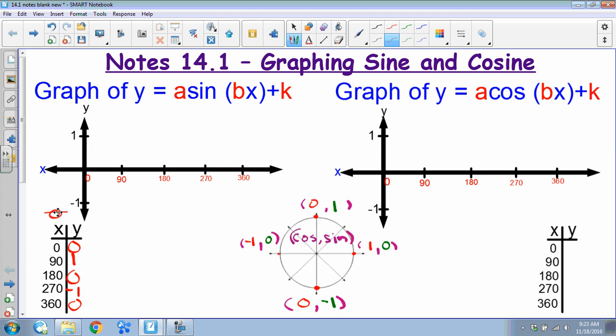The sine and cosine graphs make a wave, and as I go around that circle, it just continues. That wave just keeps continuing in both directions. If I did negative angles, it would continue in the negative direction. That wave never changes.